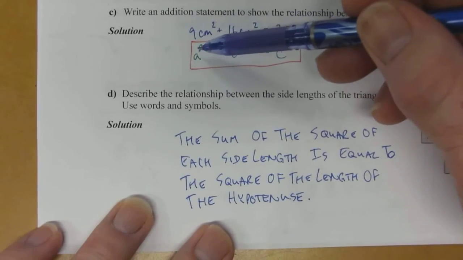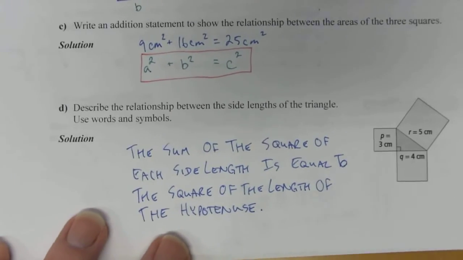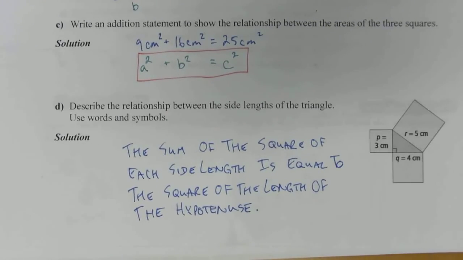So the sum of the side lengths, so 3 squared plus 4 squared, is equal to the square of the length of the hypotenuse, so it's equal to 5 squared. And that's a description of your Pythagorean theorem.